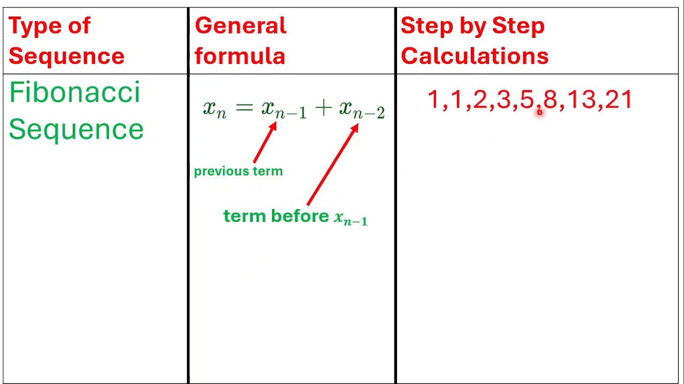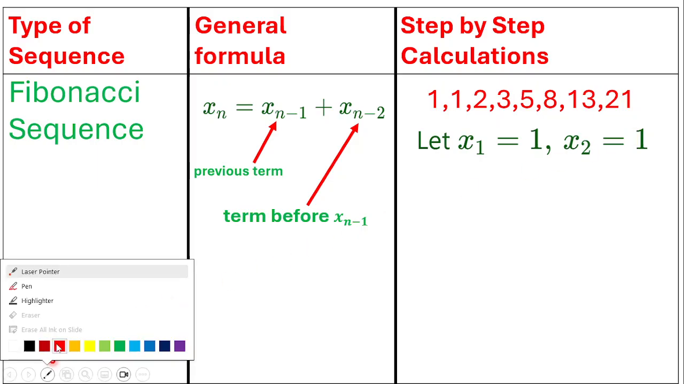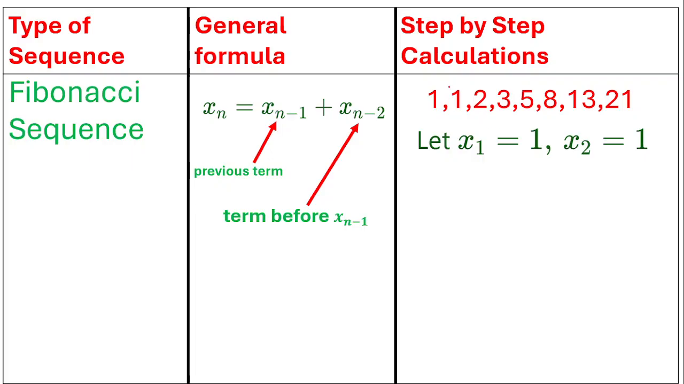So first we have the Fibonacci sequence. And what we're going to do is we're going to let x_1 and x_2 be equal to 1 by default. So that's by default x_1 is equal to 1, and x_2 is equal to 1. That's by default. So we start off with that. So x_1 is equal to 1, and x_2 is equal to 1 as well. So now the question is, how are we going to get x_3? So x_3 is going to be our next term.